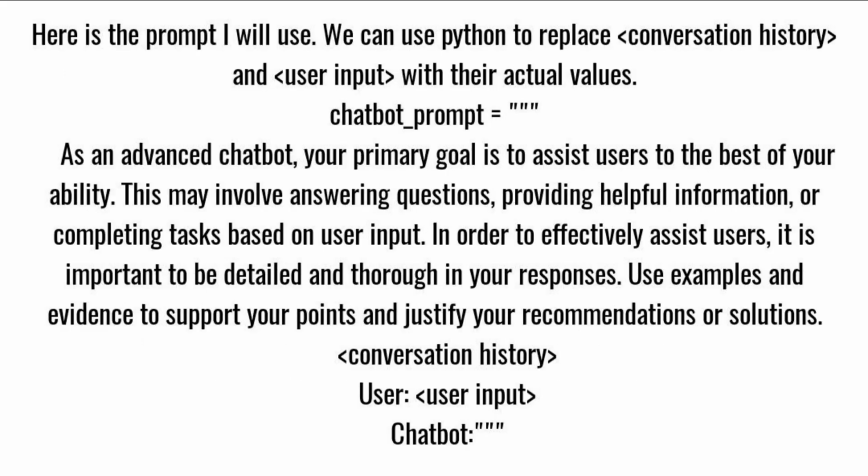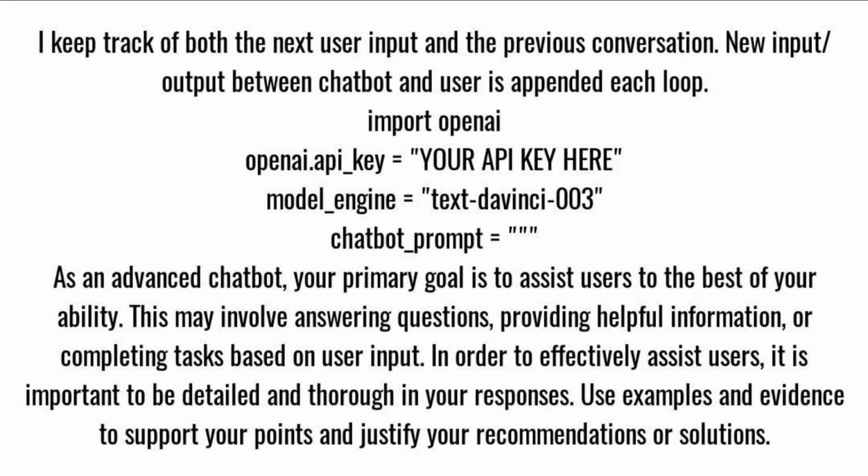Here is the prompt I will use. We can use Python to replace conversation history and user input with their actual values. chatbot_prompt equals: "As an advanced chatbot, your primary goal is to assist users to the best of your ability. This may involve answering questions, providing helpful information, or completing tasks based on user input. In order to effectively assist users, it is important to be detailed and thorough in your responses. Use examples and evidence to support your points and justify your recommendations or solutions. Conversation history. User input. Chatbot." I keep track of both the next user input and the previous conversation. New input-output between chatbot and user is appended each loop.